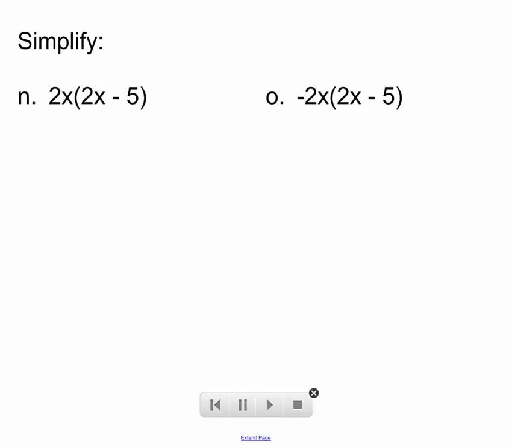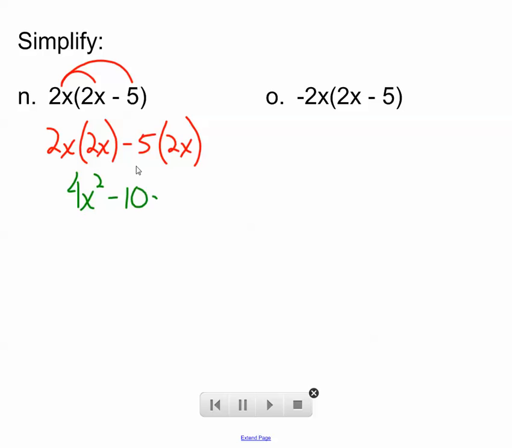Let's do some distributive property here, and we're also multiplying terms. So on this first one, we're going to do 2x times 2x, and then we're going to subtract 5 times 2x. Then we'll simplify each one of these. 2x times 2x is 4x squared, and negative 5 times 2x is negative 10x.